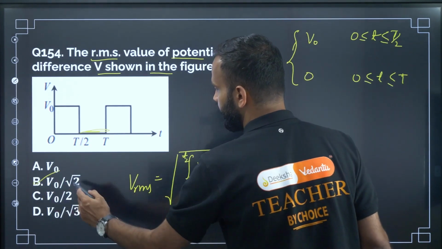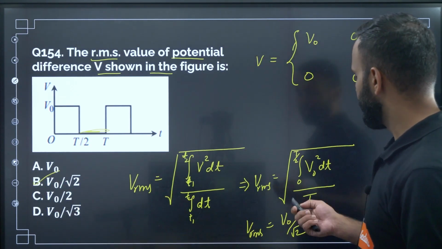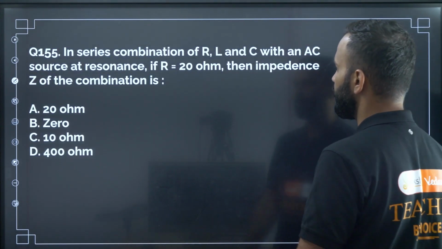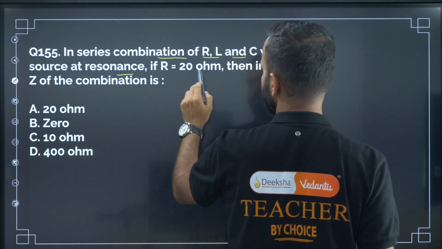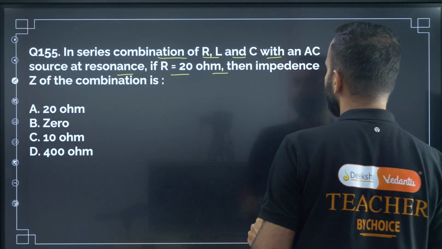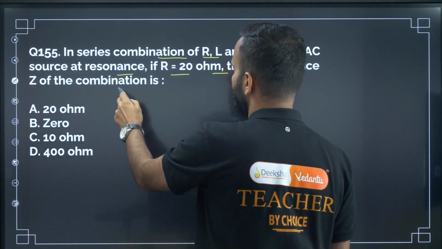Now the correct option is B. Understood? Yeah. Next question. Question number 155. In a series combination of R, L and C with an AC source at resonance, if R equal to 20 ohm, then the impedance Z of the combination.